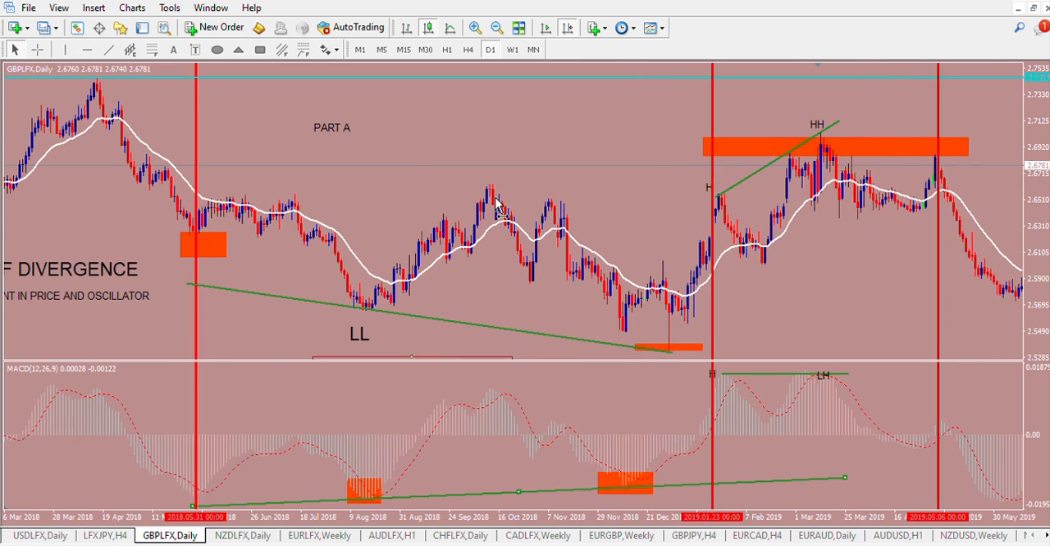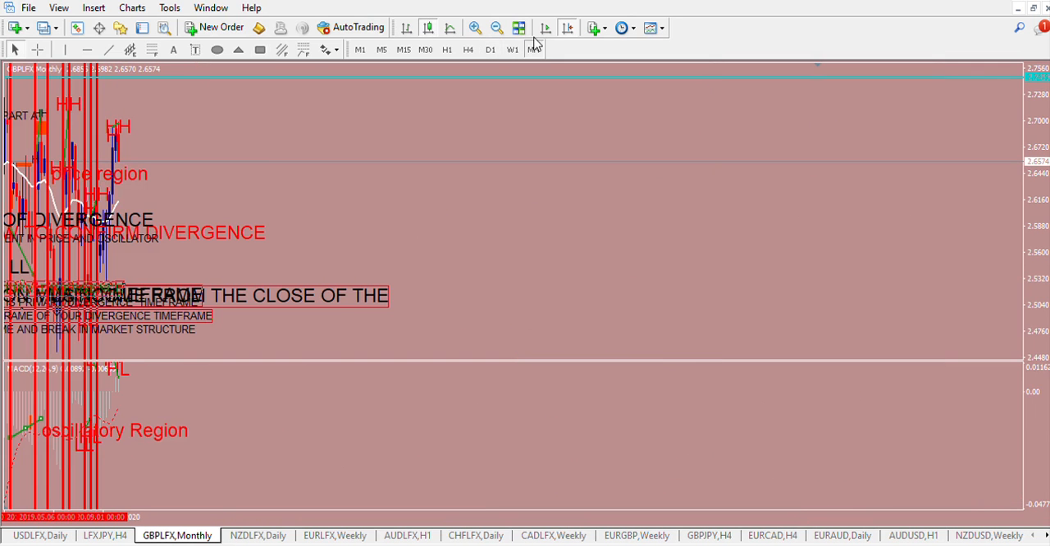We've seen our divergence. Now this is the market structure region. Here price drops, then went up. This is the region that acted as support. Now we'll go to the monthly time frame.